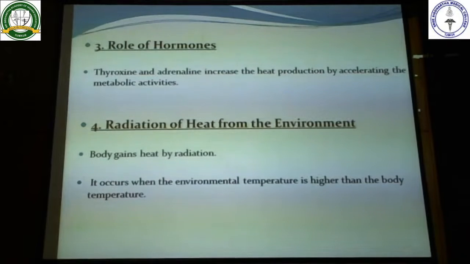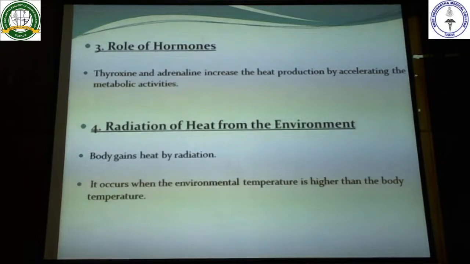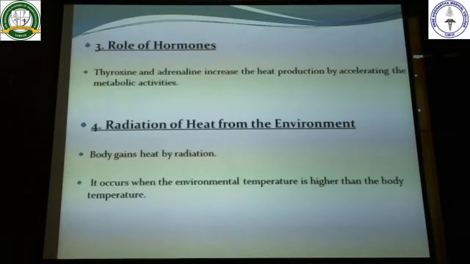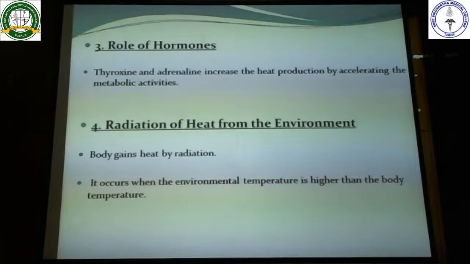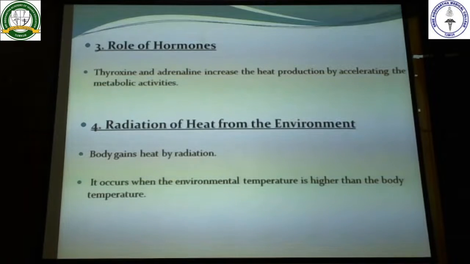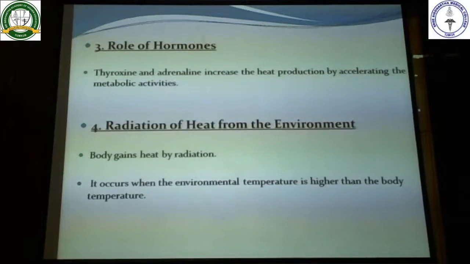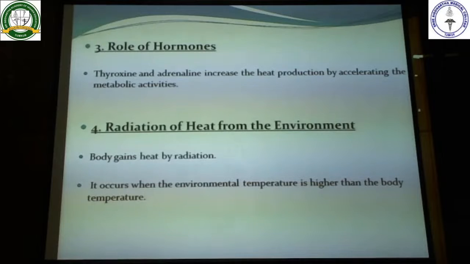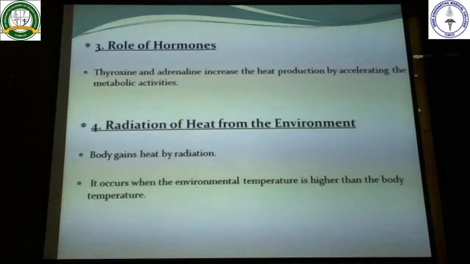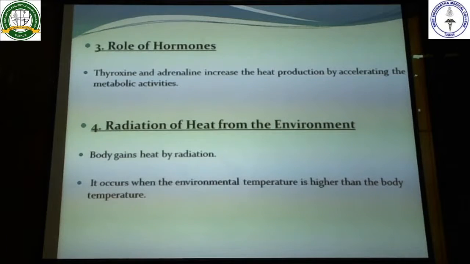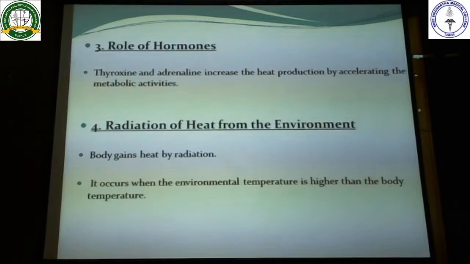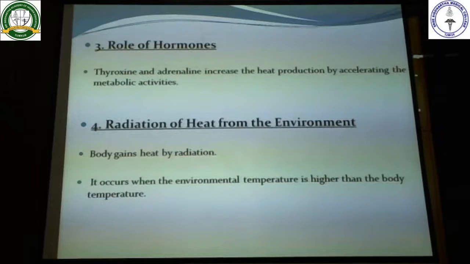That is happening because of the thyroid hormone. So thyroid hormone plays a very important role in the basal metabolic rate. For that reason, thyroxine is going to increase the heat production. So for that reason, we are including thyroxine in the role of hormones for the generation of heat. And at the same time, even the catecholamines, that is adrenaline and noradrenaline, are also involved in the production of heat by increasing metabolic activities.